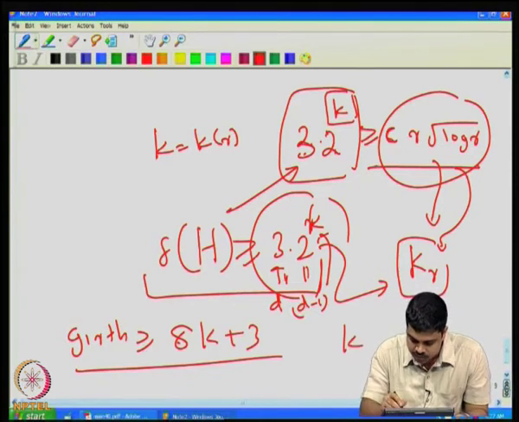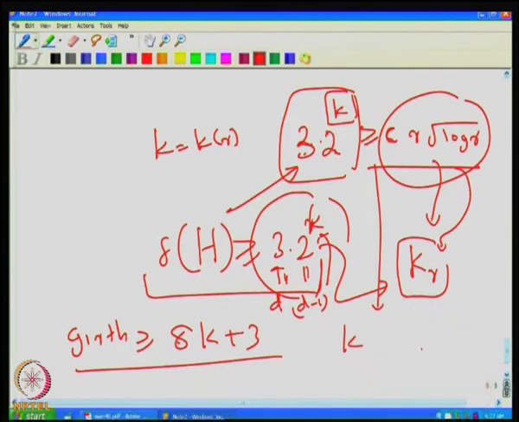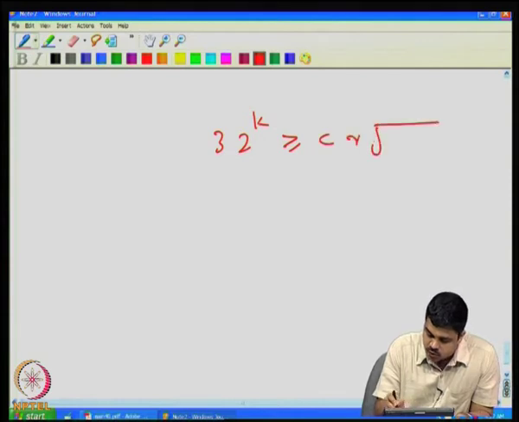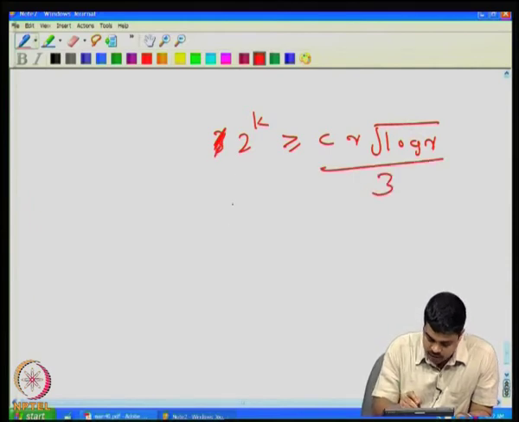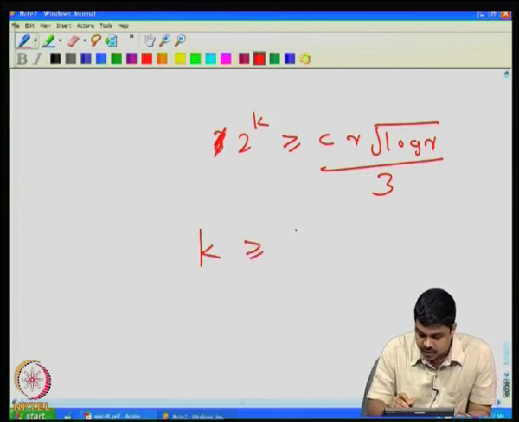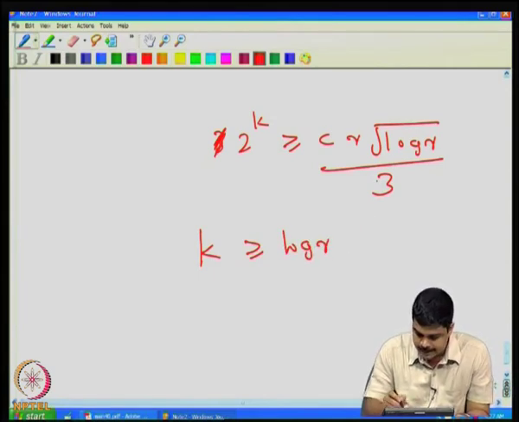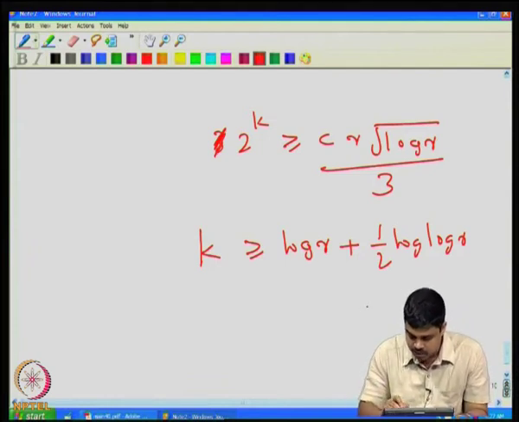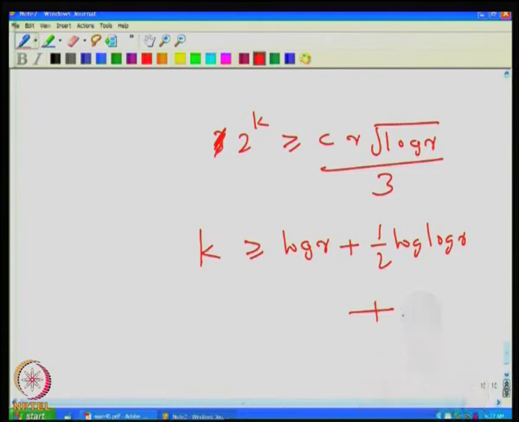From this we get k equal to, so we will go to this. We have this greater than or equal to C times r root log r. Now we can take this to this side and then take log on both sides. We get k is the smallest value such that this is greater than log r plus half of log r, because log of root log r is half log r, plus log C by 3. So there is a constant here.